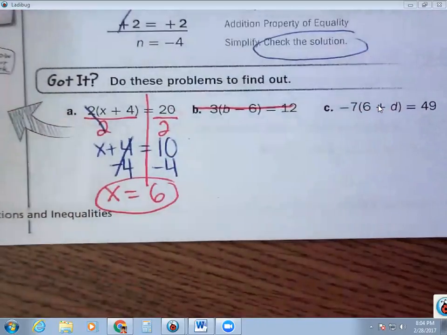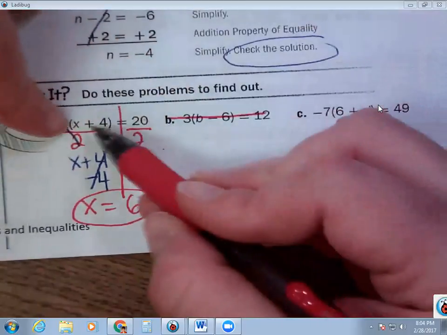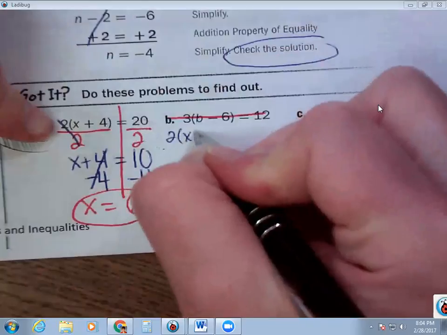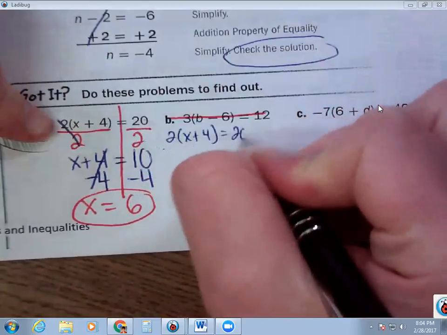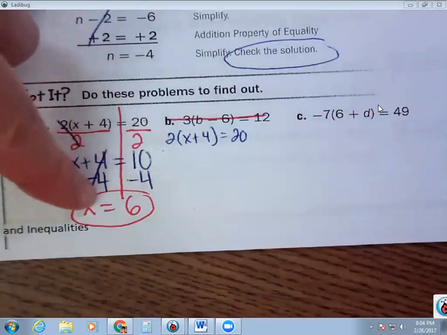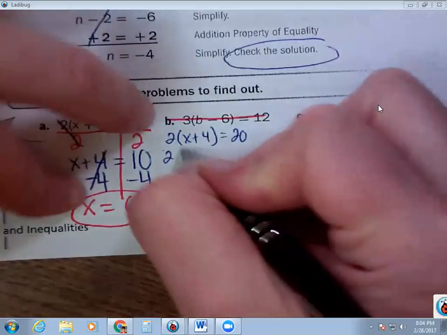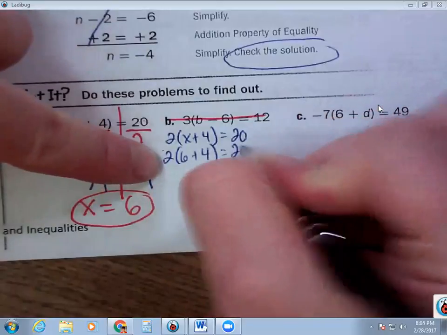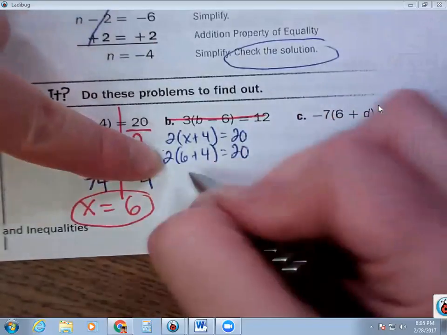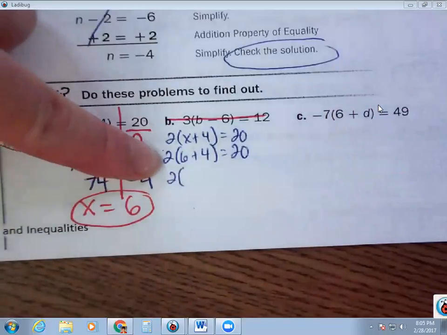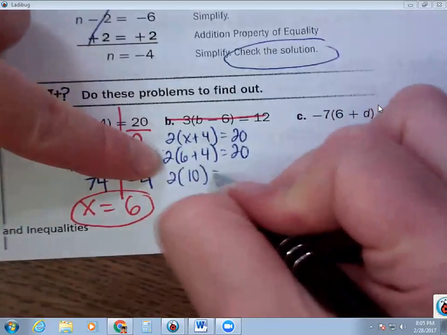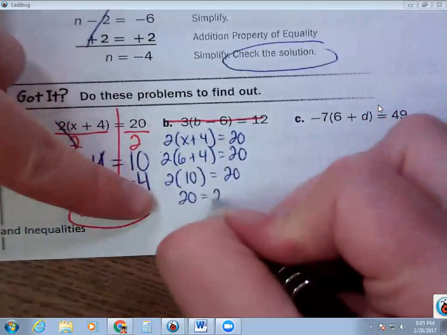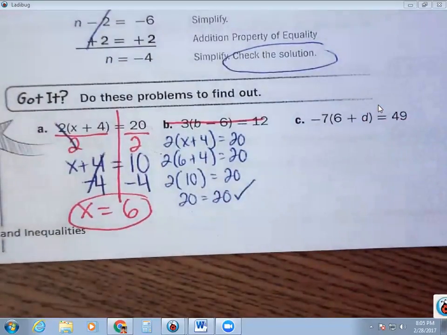Okay, so let's do my check. The check, I'm going to take that exact expression up here, 2 times the quantity x plus 4 equals 20, and now I'm going to replace x with 6, because that's what I've decided x is, right? So 2 times the quantity 6 plus 4 equals 20. PEMDAS tells me I have to do what's in that parentheses first, so I'm going to keep my 2, and what is 6 plus 4? 10 equals 20. What is 2 times 10? 20 equals 20, and we checked.